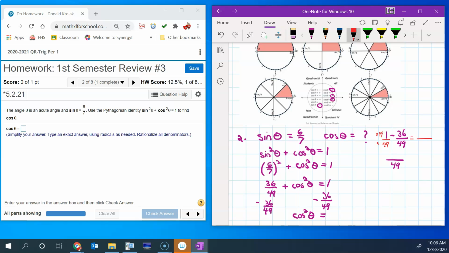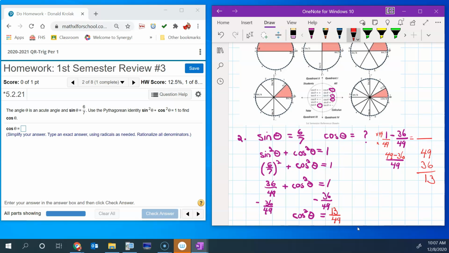So that gives me 49 minus 36/49. All right, so 49 take away 36 is 13. So this is going to be positive, I'm sorry, 13/49.